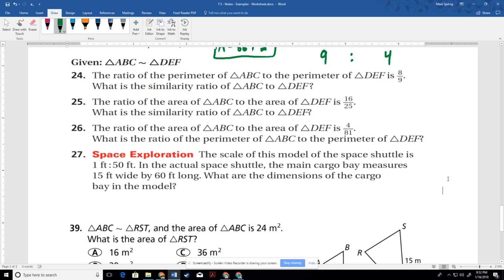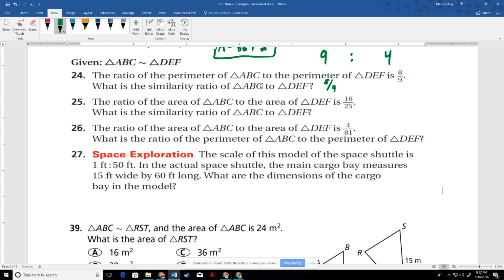Last couple here. It's giving me that these two triangles are similar, and it's telling me the ratio of their perimeters is 8/9. So what's the similarity ratio? Oh, well, it's going to be the same, 8/9. Next, the ratio of the area of one to the other is 16/25. So what's the similarity ratio?